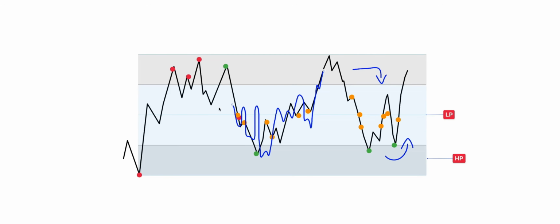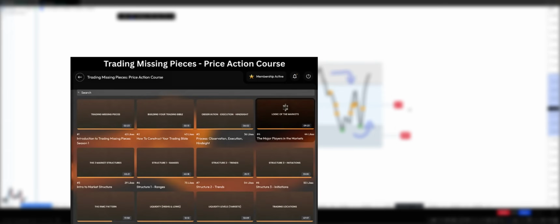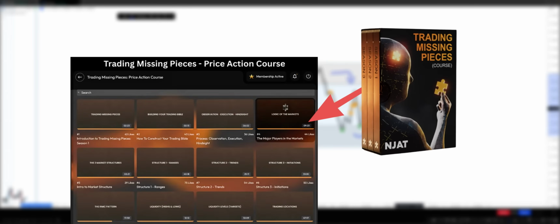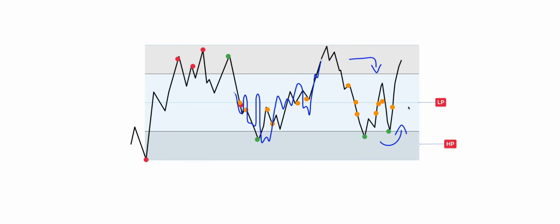And we see that there's a lot of manipulation happening around that 50% location, and we know the reason for this. If you don't know, make sure you check out our Trading Missing Pieces course where we go over who controls the market. From the understanding, we know this to be a low probable location. So in hindsight, we don't want to see our trades in and around this location.